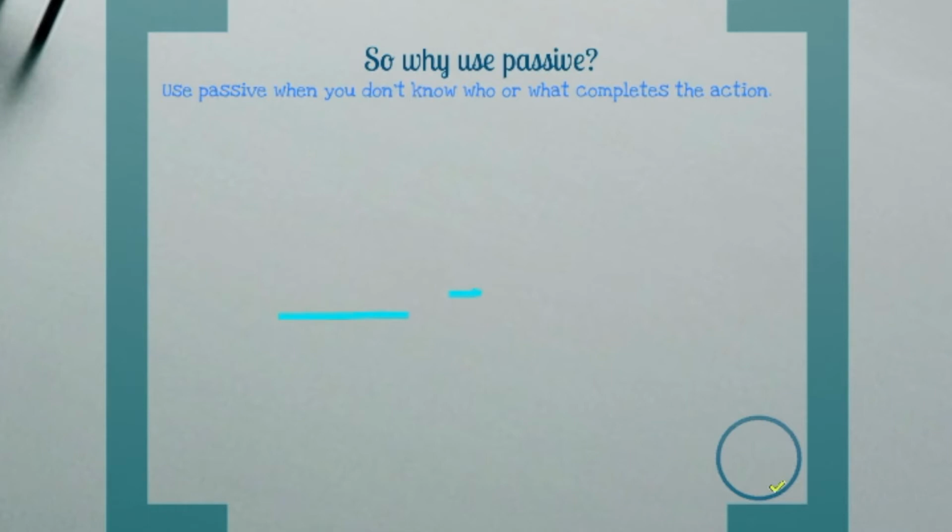Well, the first time we should use passive voice instead of active voice is when you don't know who or what completes the action. For example, the museum was broken into last night. Here, I can't start with the subject because I don't know who the subject is. The police were called. The media was alerted. Here, I can't start with the subject calling the police because I don't know who it was.